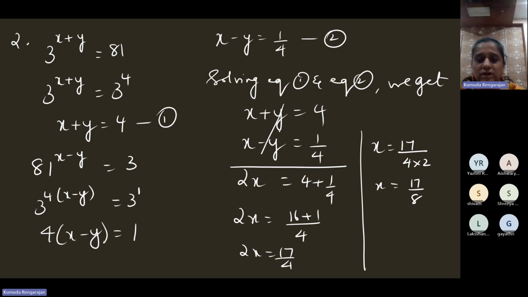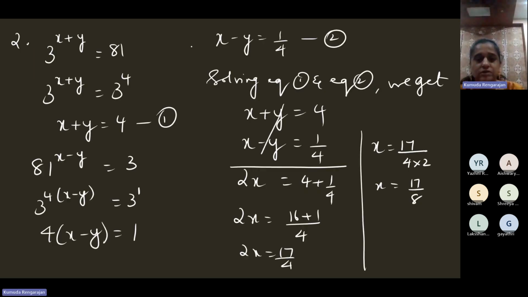When you do that, plus y minus y is 0, so you can cancel them. x plus x, 2x is equal to 4 plus 1 by 4. So you get 2x is 17 by 4. x is equal to 17 by 4, and the 2 comes to the other side, to the denominator, so into 2, 17 by 8. Now substitute x is equal to 17 by 8 in equation 1.